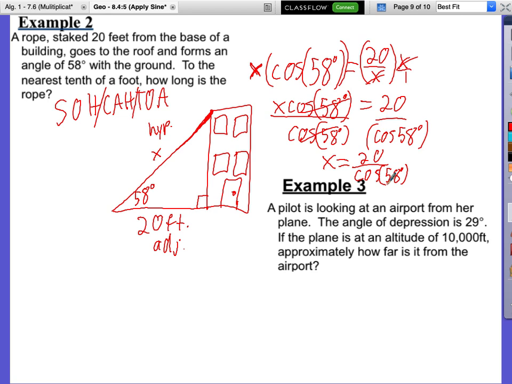While she's passing those out, I want you to listen real quick. You type this in by taking 20, pushing the division symbol, and then pressing your cosine button again, punching in 58, and the end parenthesis. And that would be it.